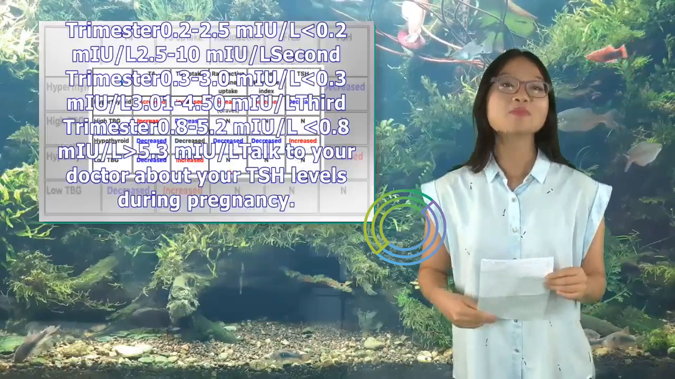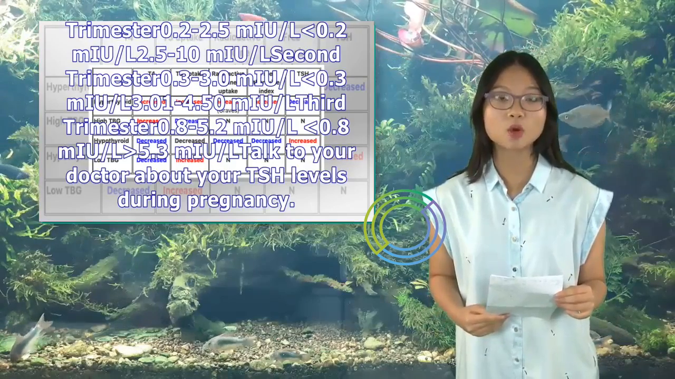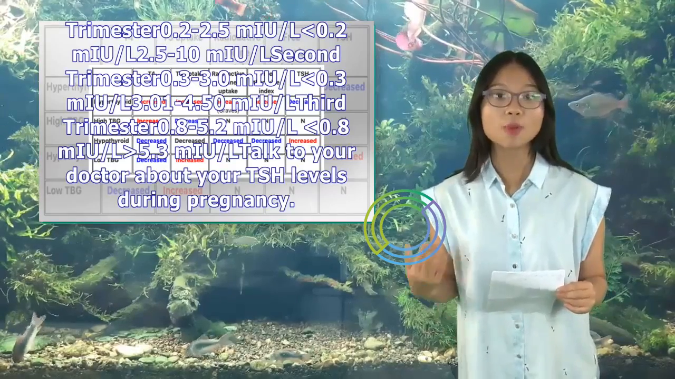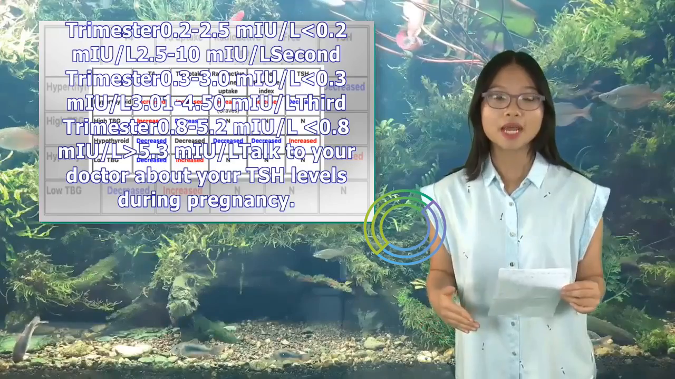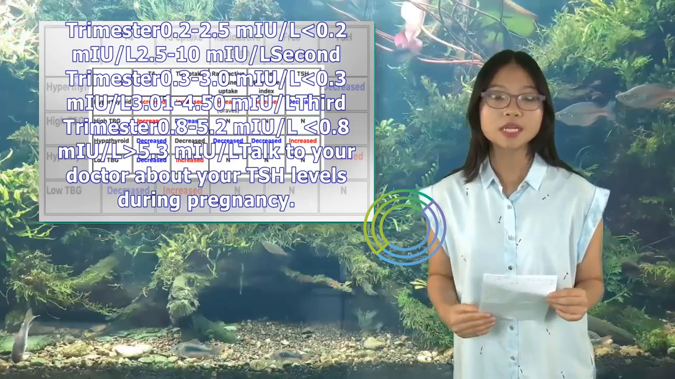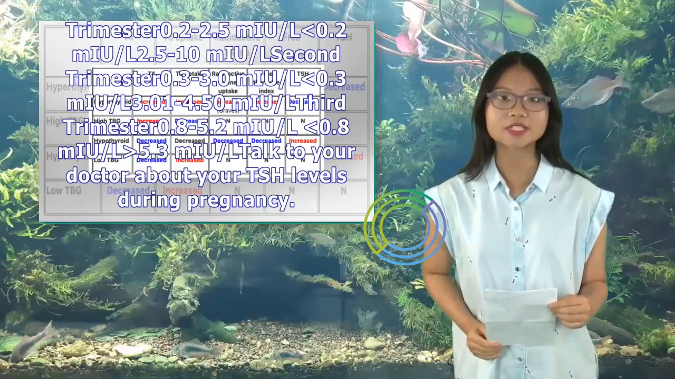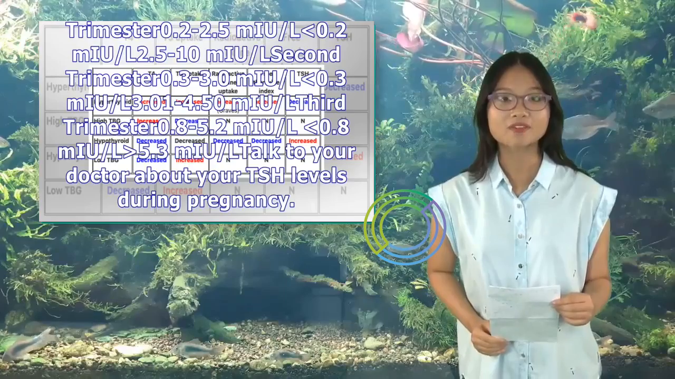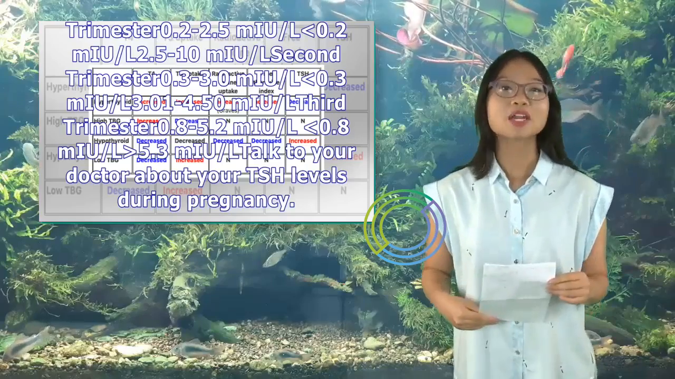First trimester: normal 0.2 to 2.5 μU/L, low less than 0.2 μU/L, high 2.5 to 10 μU/L. Second trimester: normal 0.3 to 3.0 μU/L, low less than 0.3 μU/L, high 3.01 to 4.50 μU/L. Third trimester: normal 0.8 to 5.2 μU/L, low less than 0.8 μU/L, high greater than 5.3 μU/L.